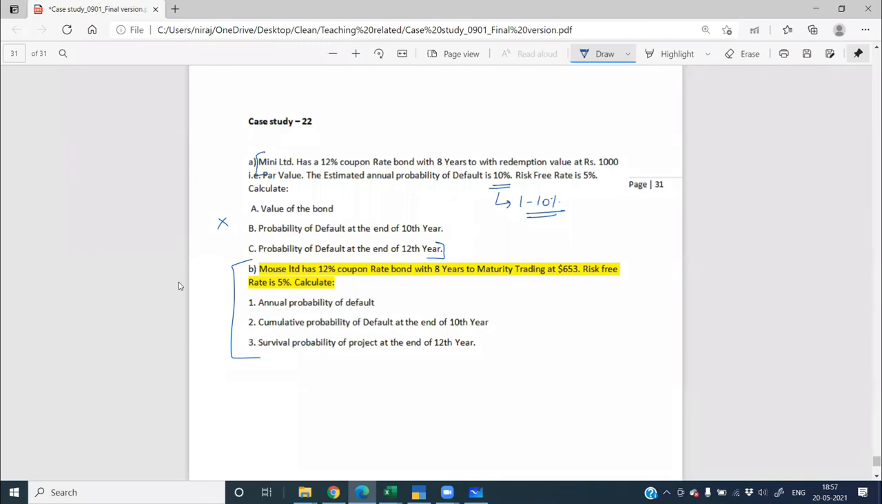Now let's read the second question. Mini Limited has 12% coupon rate bond of 8 years maturity trading at 653. Here they have given us the closing value of the bond. जो हमने calculate किया था 801, here they have directly given us the value of 653. So if I have the entire mathematics ready for 801 and I know now कि my value of the bond is 653, can I just use goal seek and recalculate my percentage of default? Answer is yes. कैसे करूँगा मैं?